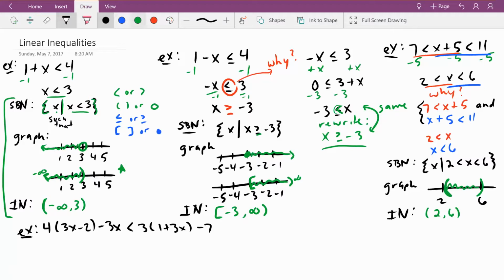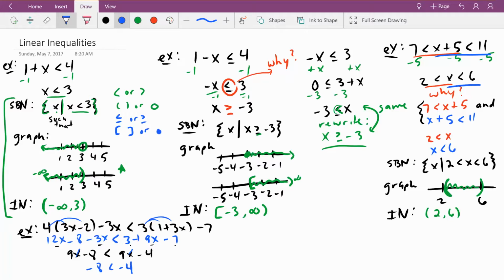Okay. Again, treat it as if it were an equal sign unless you divide by a negative. So distribute everything, combine like terms. We'd have 12x minus 8 minus 3x less than 3 plus 9x minus 7. Combining like terms, 12x minus 3x is 9x minus 8 less than, here we'd have 9x, and 3 and negative 7 is minus 4. Once we subtract 9x on both sides, these are gone, we simply have negative 8 less than negative 4.